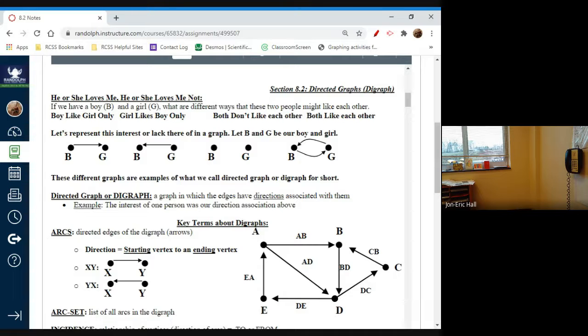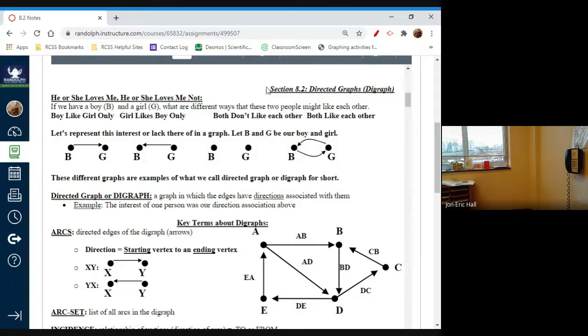Oh, would you please remind us that we are working on 8.2 notes right now? We are working on 8.2 notes. He missed your introduction that we're doing 8.2 first before 8.1.